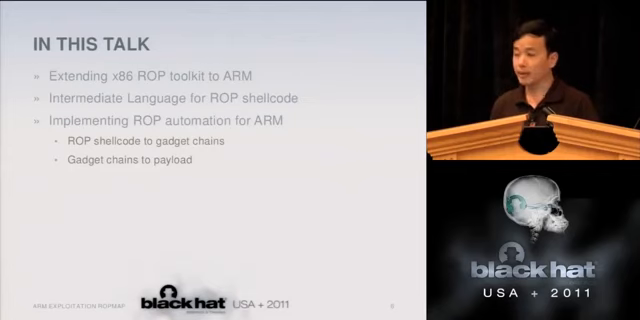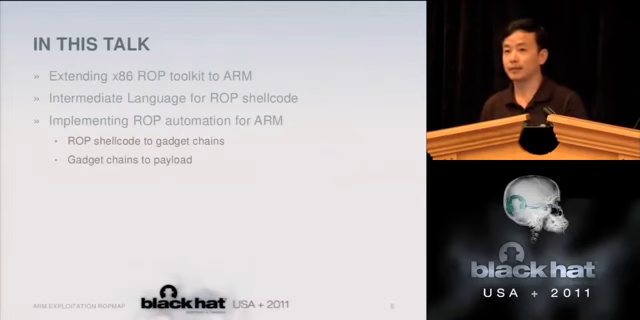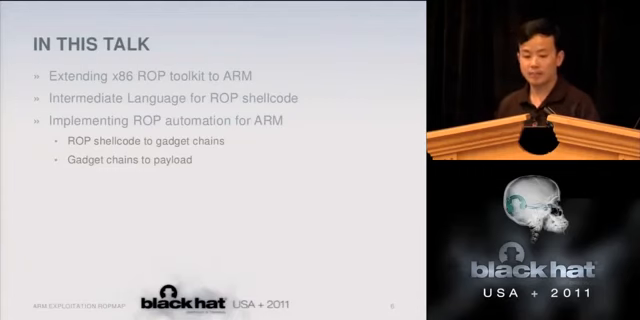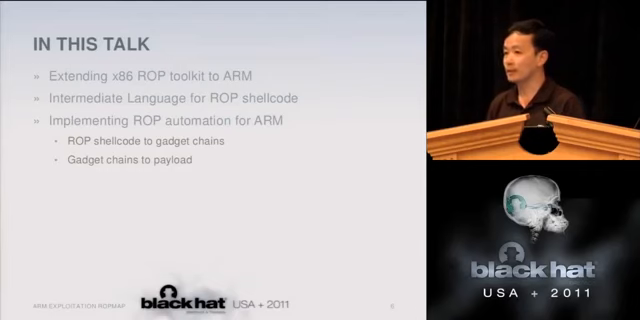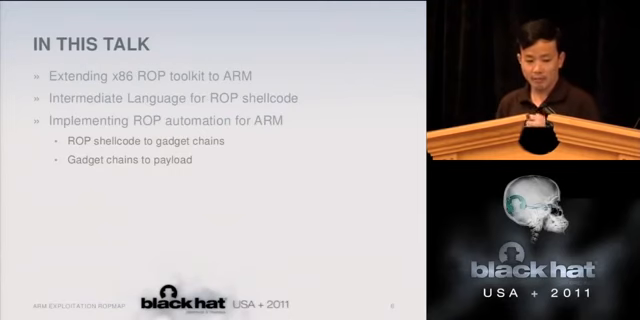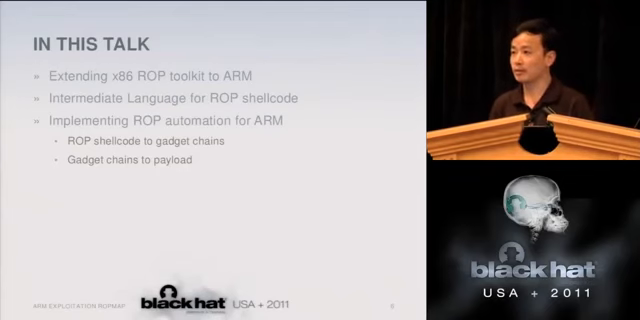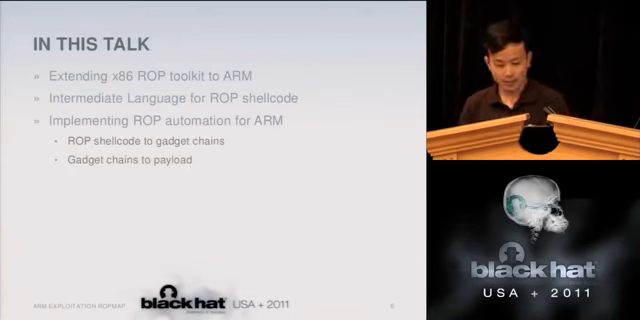And the third one, we will show an implementation. We can call it a ROP assembler, to assemble the ROP shellcode into the payload. And that is one of our implementations. From what we present here, you can build your own toolkit based on what you see today.